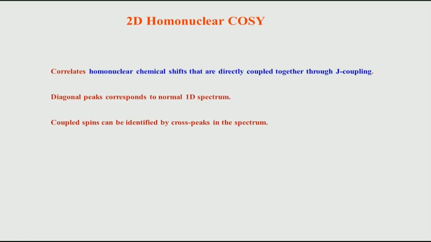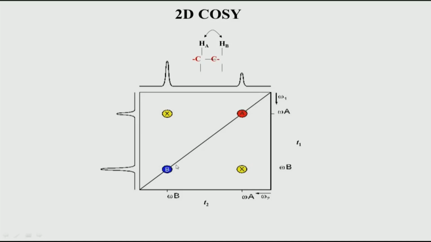So, what is the condition for a 2D COSY to happen? The condition is that the spins should be coupled by J coupling. This is the most important thing: two protons should be directly coupled. Only if they are directly coupled together through J coupling can you expect to see any cross peak between those two atoms. As we saw in the schematic picture, the diagonal peak corresponds to the 1D spectrum. Let us see this in the next slide. This is what is shown here.